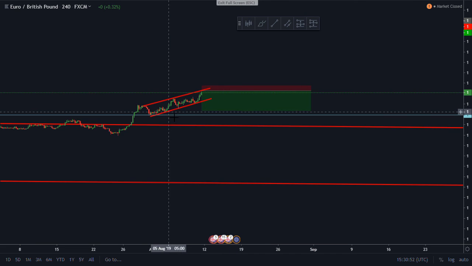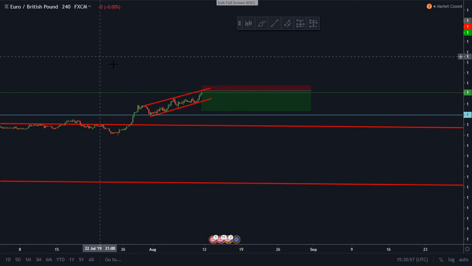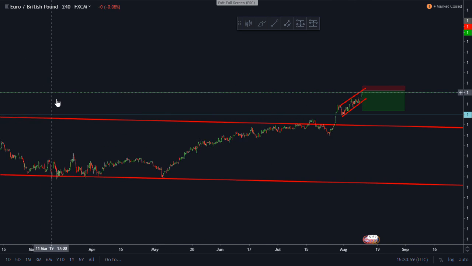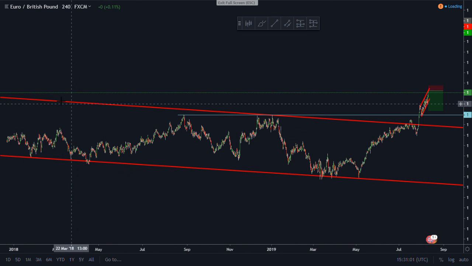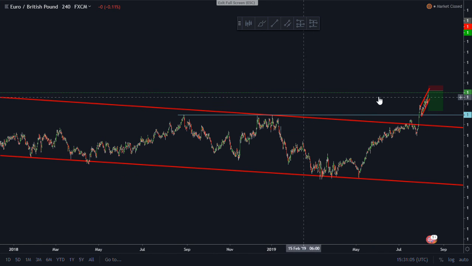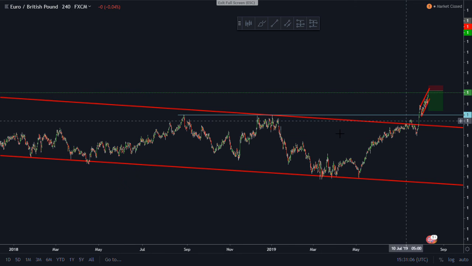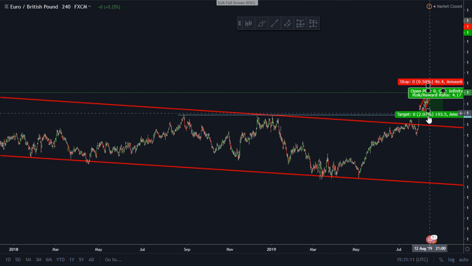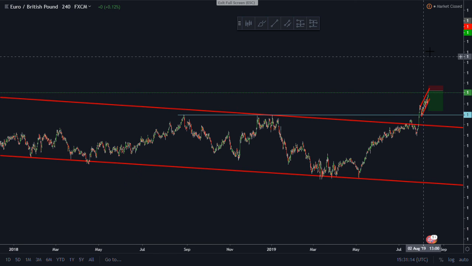During the course of this week, that's what I'm looking for on EURGBP. There's not really much to look at behind, I didn't have any price action way back, so I could only work with what I have, and what I have is this support and this ascending channel.